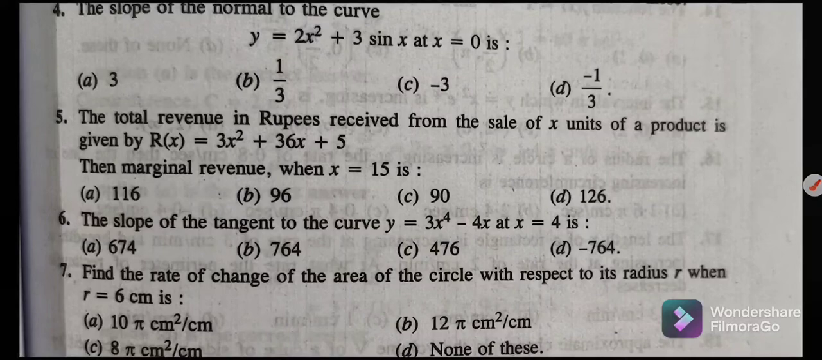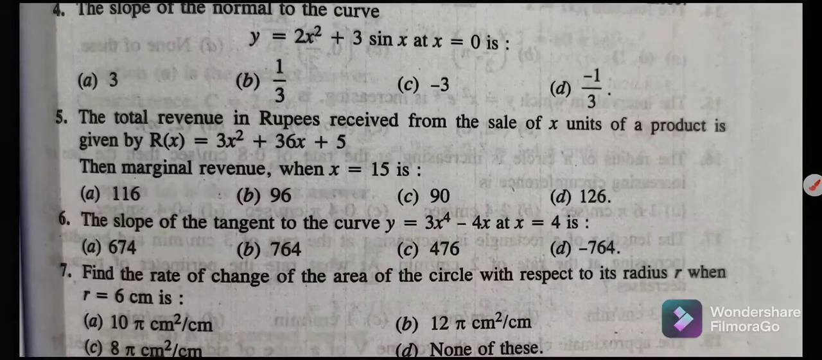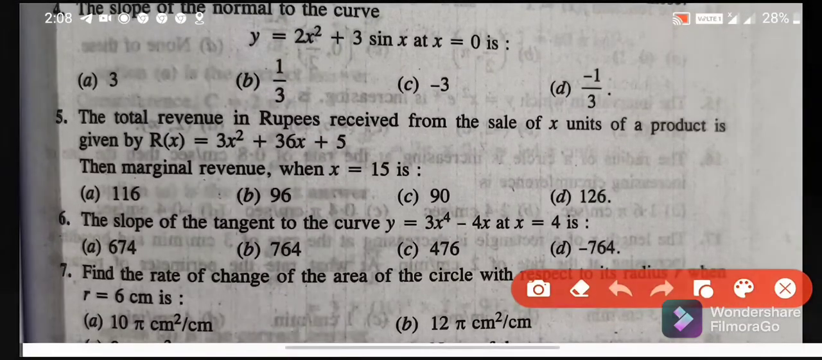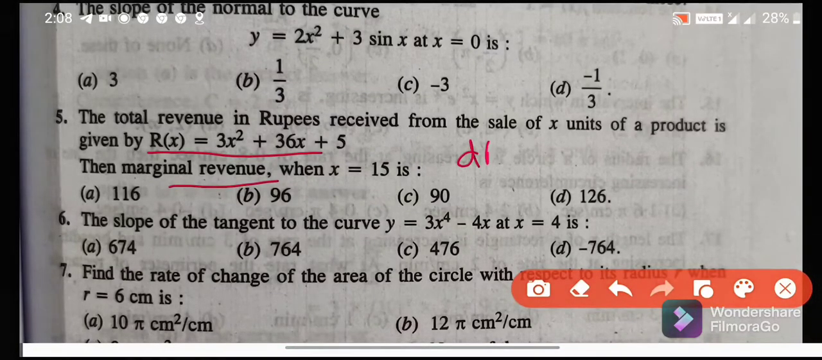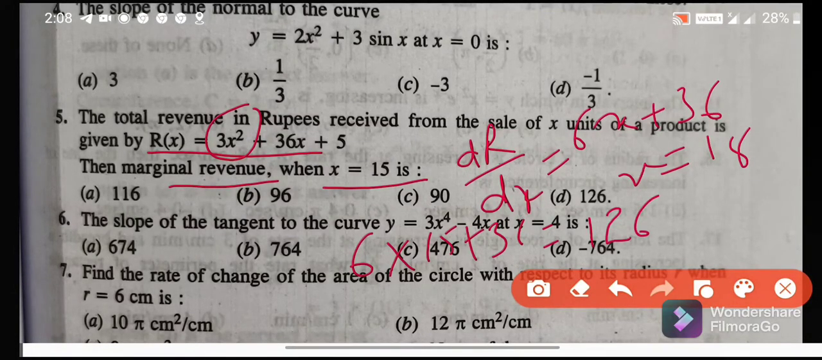Next question number 5. The total revenue in rupees received from the sale of x units of a product is given by R(x) is equal to 3x square plus 36x plus 5. Now the marginal revenue, by differentiating this equation, dR/dx, which is equal to 6x plus 36. Now at x is equal to 15, 6 multiplied by 15 plus 36, that is 126. So the answer is option D.